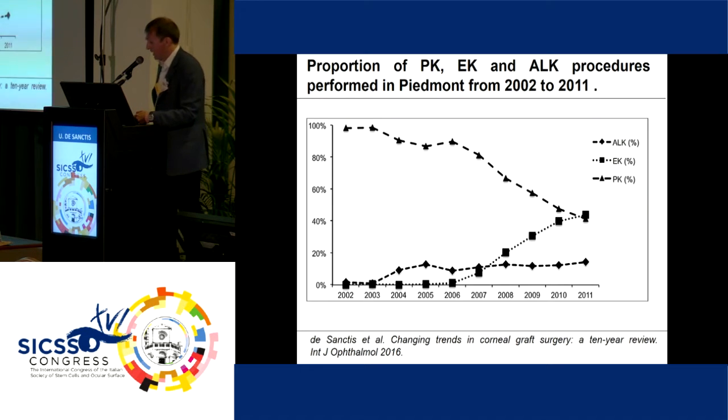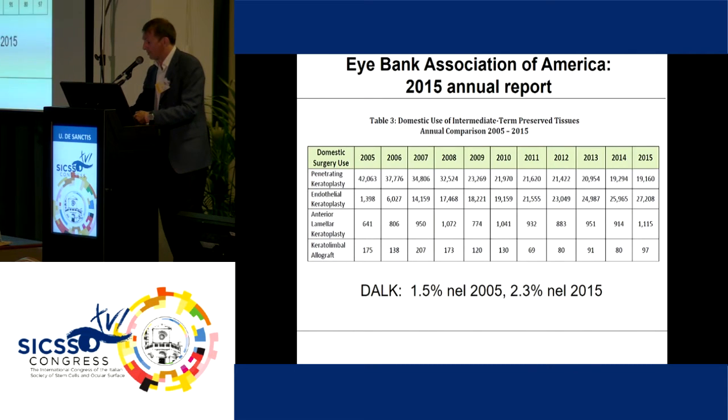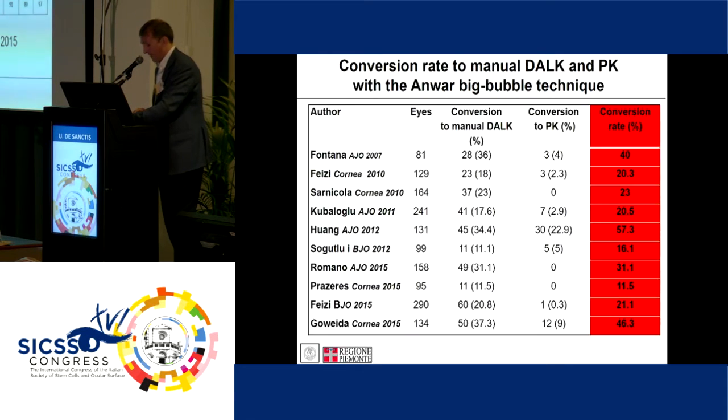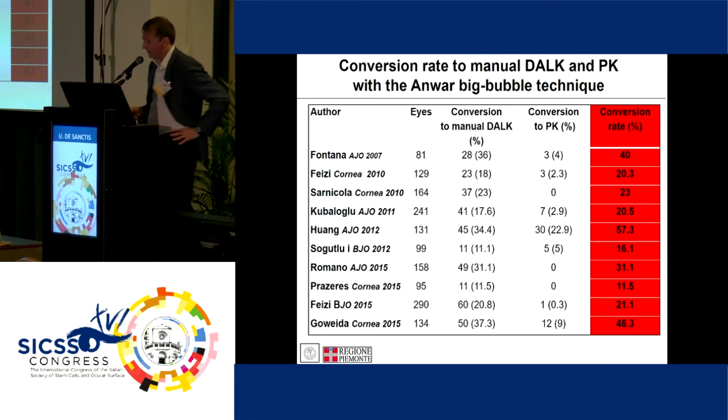As many registries, like the registry of Piedmont, report, DALK is pretty rare. This is the data from the annual report of the Eye Bank Association of America for 2015. In 2015, DALK was performed in 2.5% of all cornea transplantation. Anyway, it is a difficult technique. This is the main obstacle to the spreading of this method.